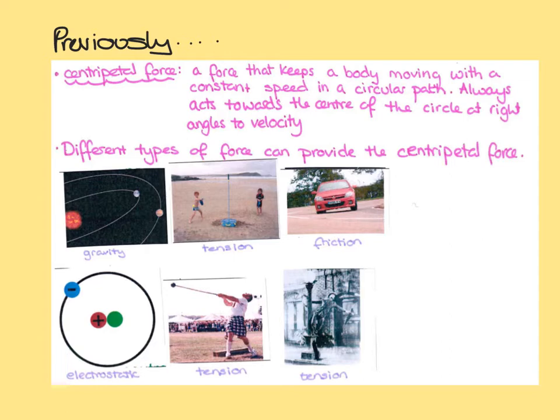And you looked at a range of situations where we saw that different types of force could provide the centripetal force. And remember, the centripetal force is merely a force acting on the object towards the centre of the circle. It can be provided by lots of different types of force. So it could be provided by tension, gravity, friction, etc.